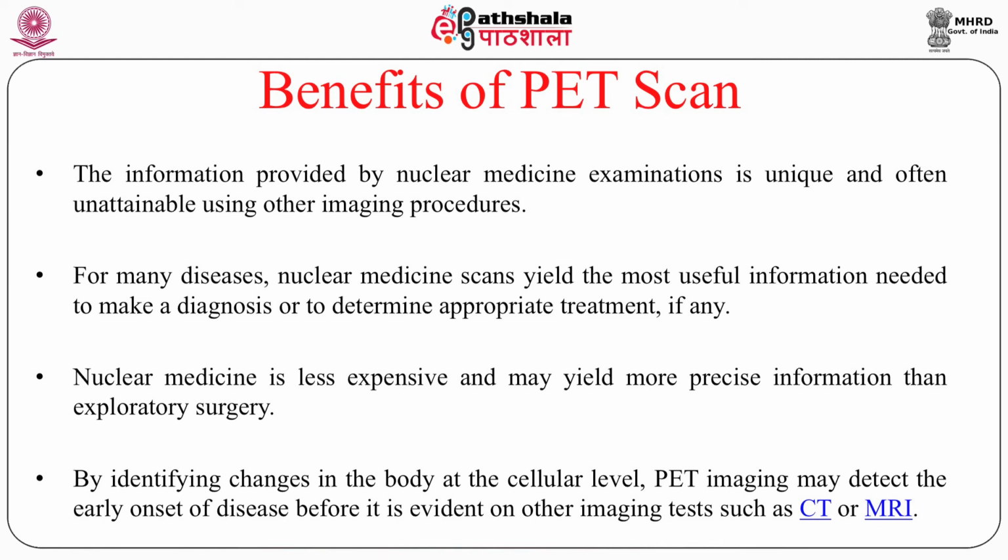Nuclear medicine is less expensive and may yield more precise information than exploratory surgery. Very clear, because if you have to do invasive surgery or invasive techniques to find or treat the disease, nuclear medicine is less expensive. By identifying changes in the body at the cellular level, PET imaging may detect early onset disease before it is evident on other imaging tests such as CT or MRI. The advantage of PET is you can do the staging, you can find at which stage the disease is, which you cannot find from CT or MRI.